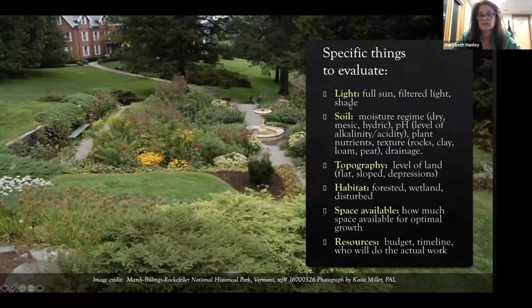Specific things to evaluate: the level of light that you have, aspects of the soil, the moisture regime, whether it's hydric, mesic, xeric, the pH level, nutrients, the texture, the type of soil, how well it drains, the topography of your land, if it's sloped, if it's flat, if you have depressions, different habitats, forested, wetland habitats, how much space you have, and practical things like how much time you have, and who will do the actual work if you have help, and how much space you have.